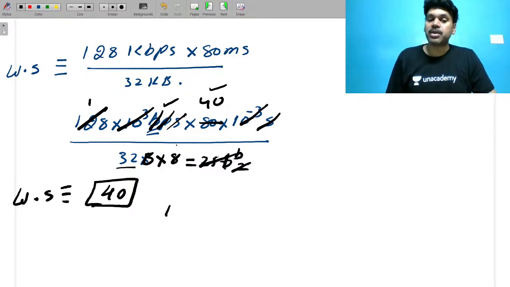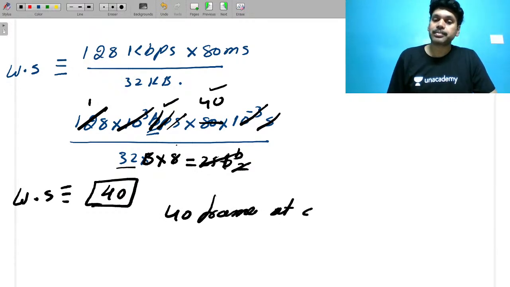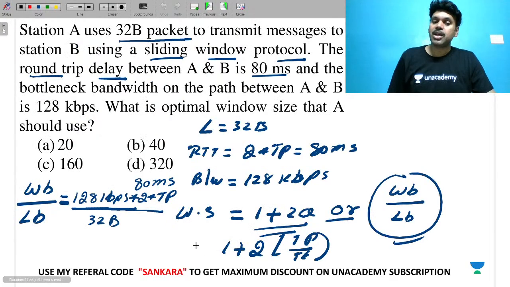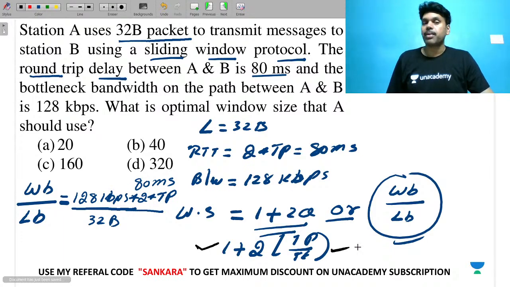What is the meaning of 40? 40 frames at a time. 40 frames at a time the sender can send. You can also do it using the 1 plus 2a equation. You will also get the same, no doubt.